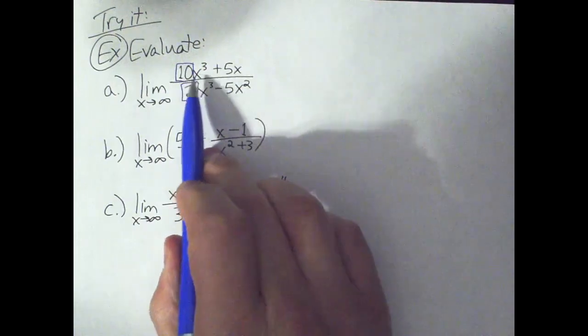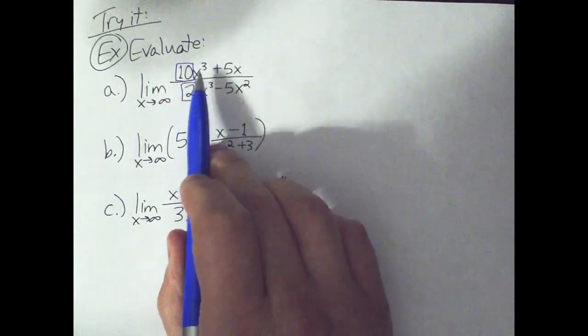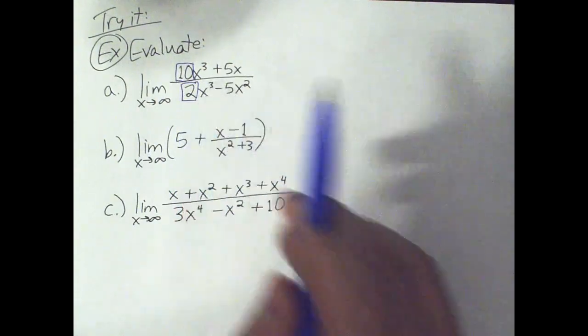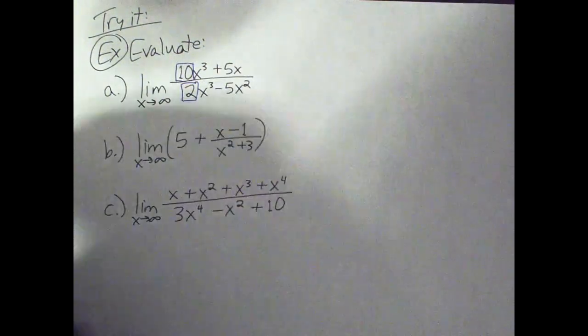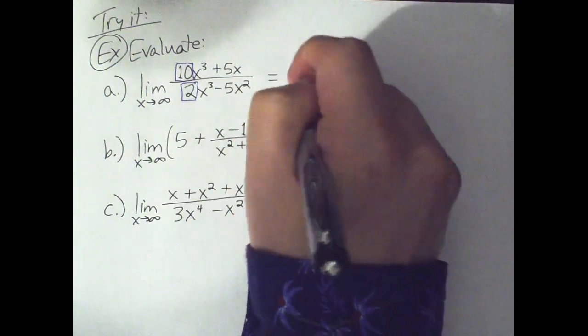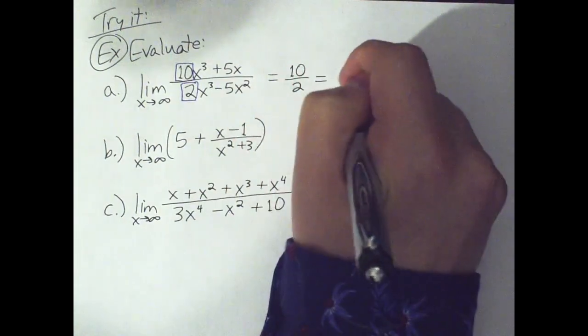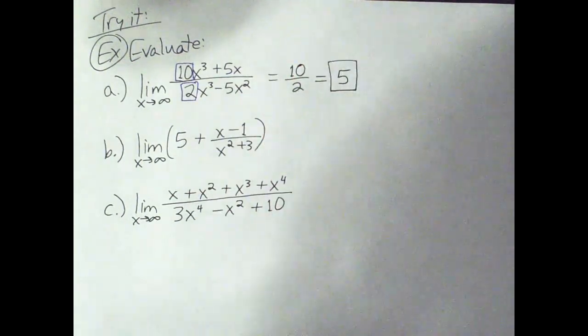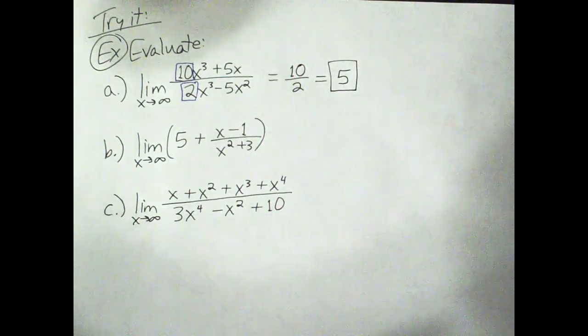the reason I chose the 10 is because it's attached to the largest power of x. I chose the 2 because it's attached to the largest power of x. So this is 10 over 2. But don't stop there. Simplify it. Your answer should be 5. If you get something like 10 over 2, you should simplify that answer.